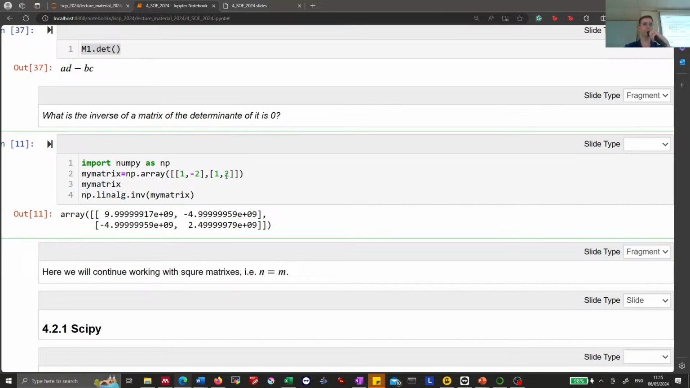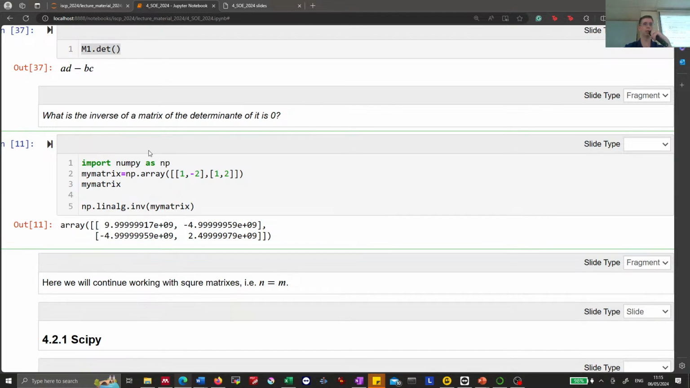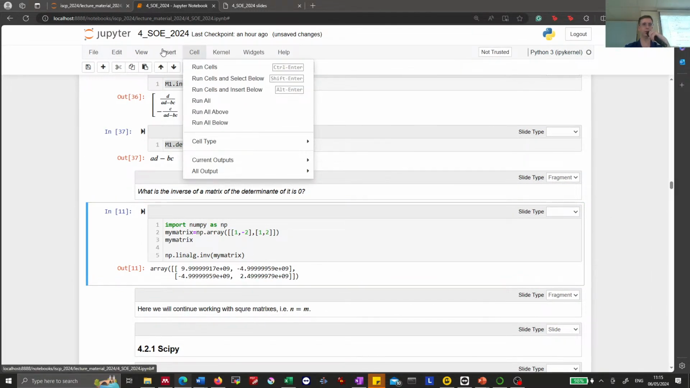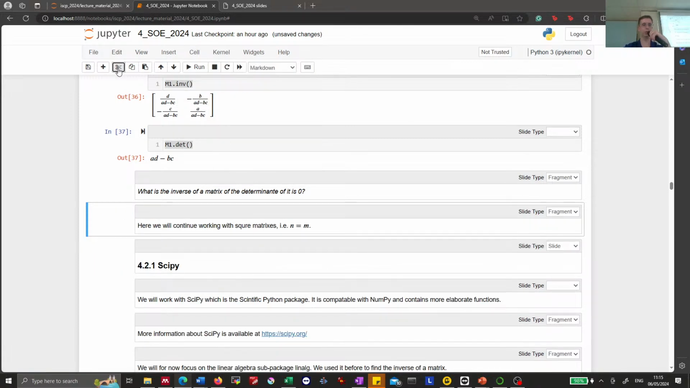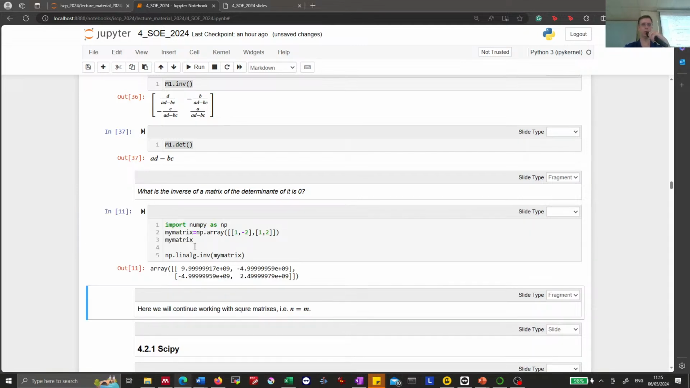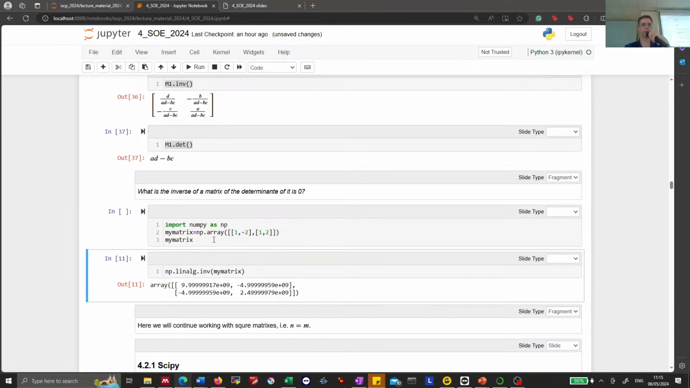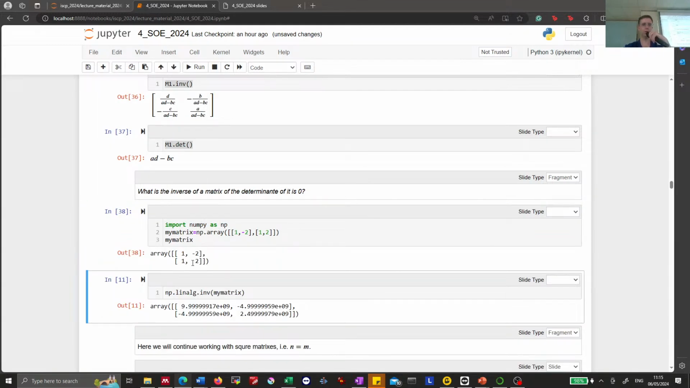So far, so good? Do you follow? Yes, no, maybe? We can always split the cell. Sorry, this is here, right? No. What did I do? There we go. So looking at the matrix, so 1 times 2 is 2, minus 2 times 1 should be this one here, right? 1, 2, minus 2, 1, yes, like this.